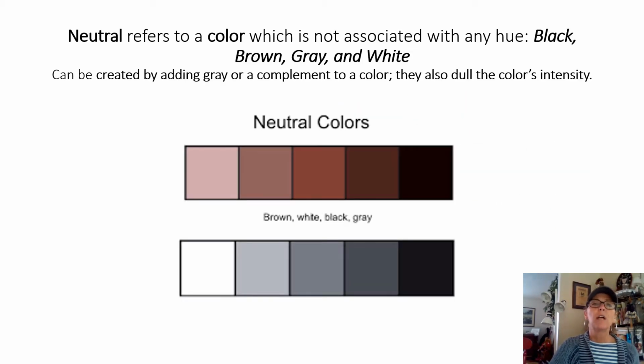Now we have neutral colors. These neutral colors refer to a color not associated with a hue. Okay, it's not really a hue, a color. We think more of your light. All right, so you have black, brown, white, and gray.